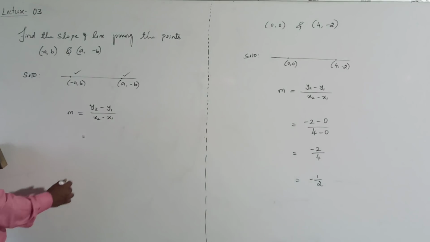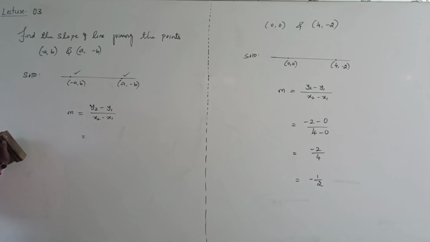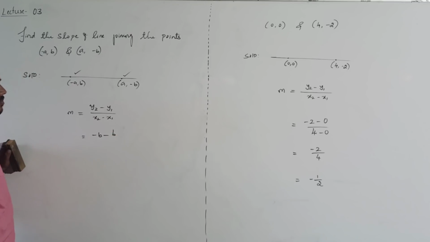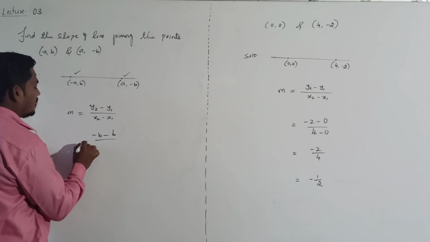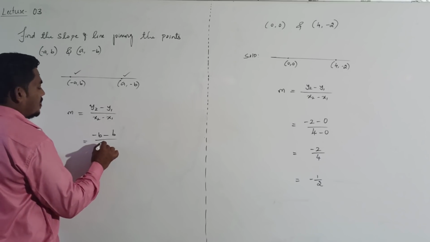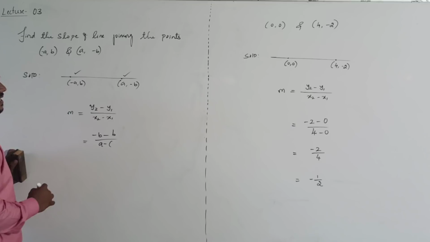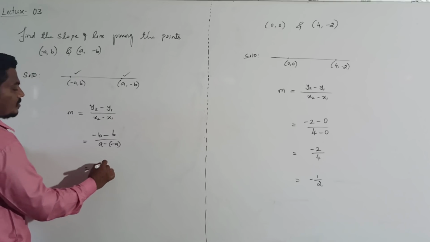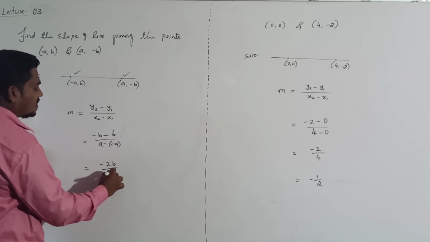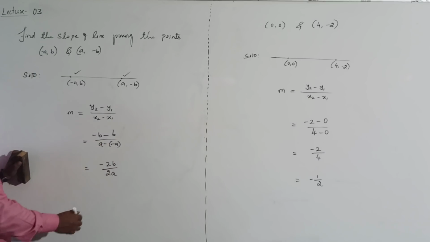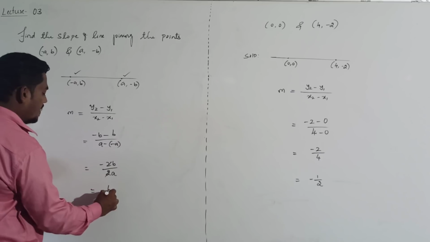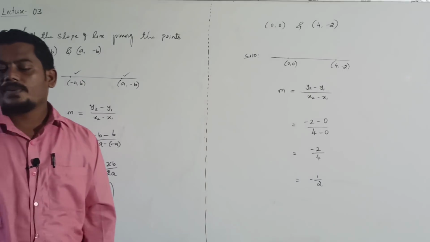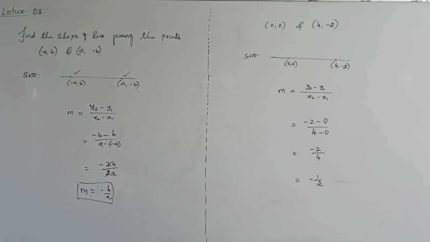That's equal to y2 minus y1. In this case, what is y2 minus b, middle minus what is y1 b, divided by what is x2 a, middle minus of what is x1 minus a, right? That's equal to minus 2b divided by plus 2a. Minus of minus it will be plus, 2 to get cancelled. Minus b by a is the slope of our required line. Slope of given line is minus b by a, right?